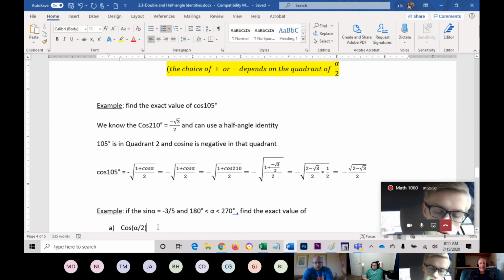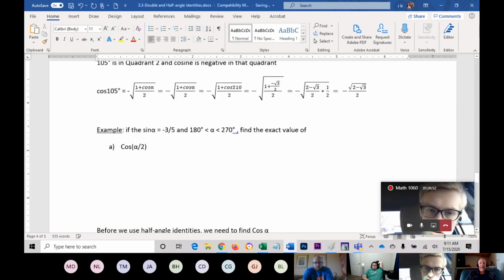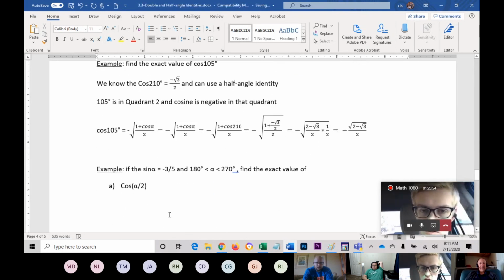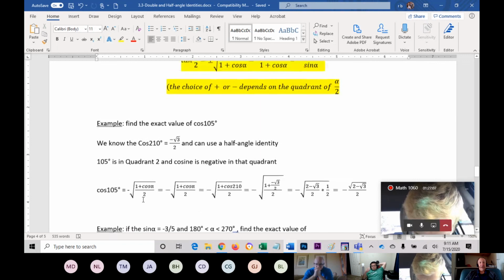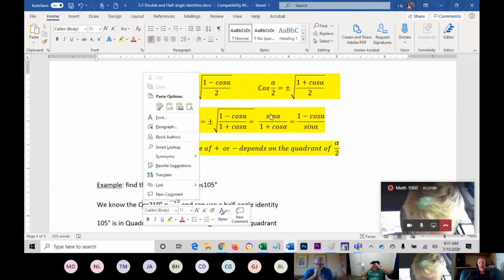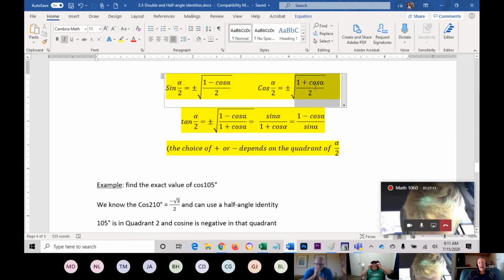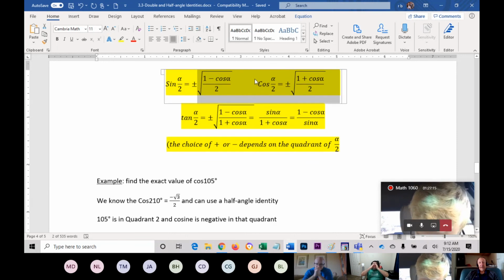Okay, so let's do this one here. If the sine of alpha is negative 3/5 and it's between 180 and 270, find the exact value of the cosine of alpha over 2. I'm going to copy this because we can probably use it. I just want this.